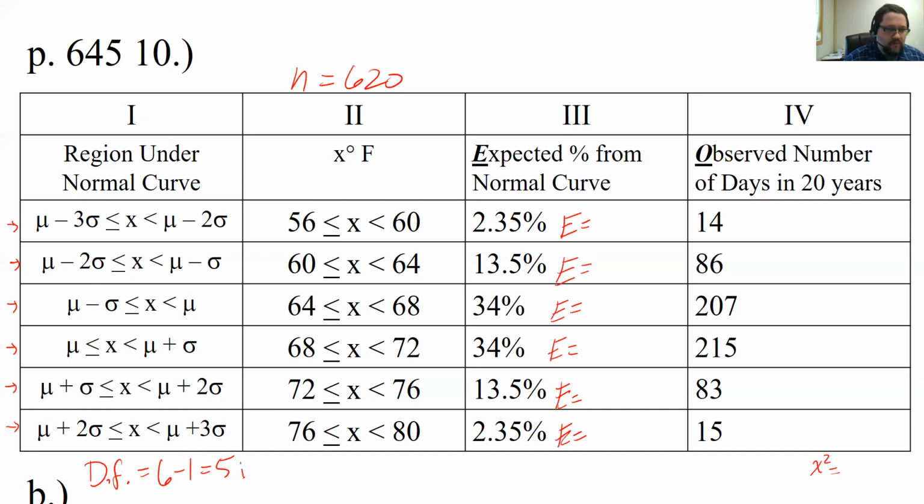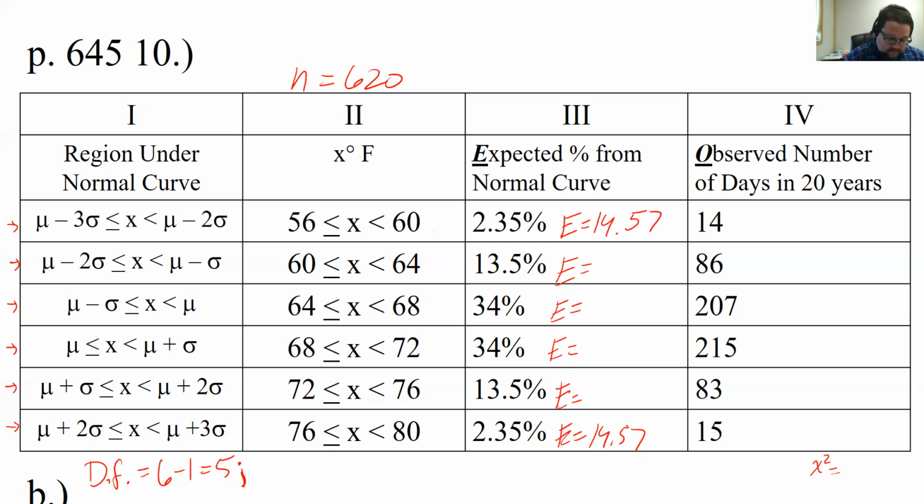Are all of these more than 5? All these expected values. So let's calculate them. I think if we get past the 2.35, then we're good. And notice this expected value is symmetric, so if I do the top half, I know what the bottom half is. All right, so 0.0235 times 620, and that gave me 14.57. So this one down here has to be 14.57 because of symmetry.